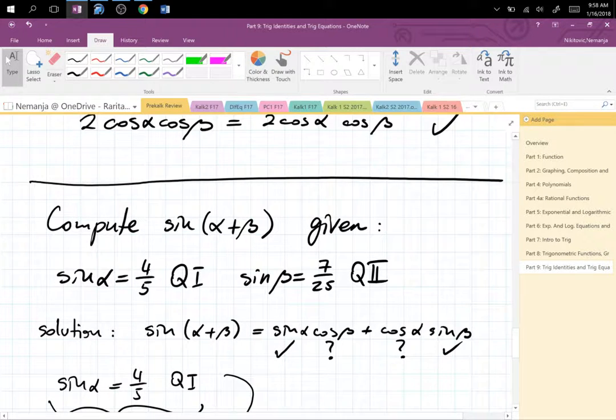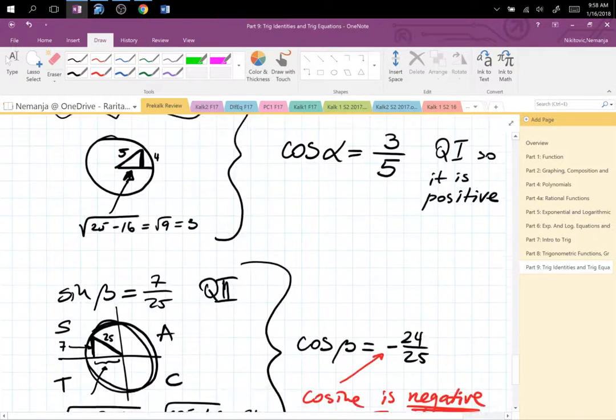Because the entire expression sine alpha is replaced by 4/5. And then the entire expression cosine beta is replaced with whatever that was, negative 24 over 25. So you replace them as blocks. Each one of those is a block. Good.